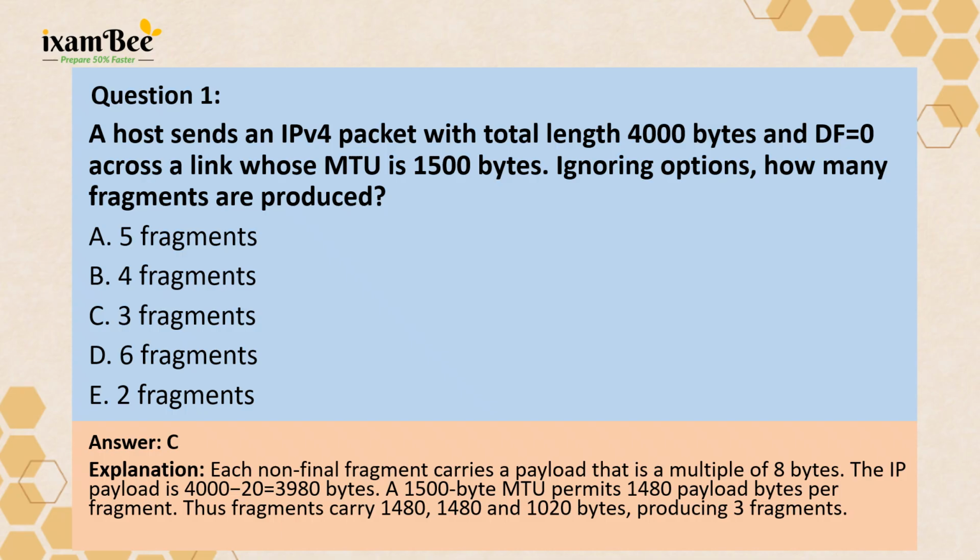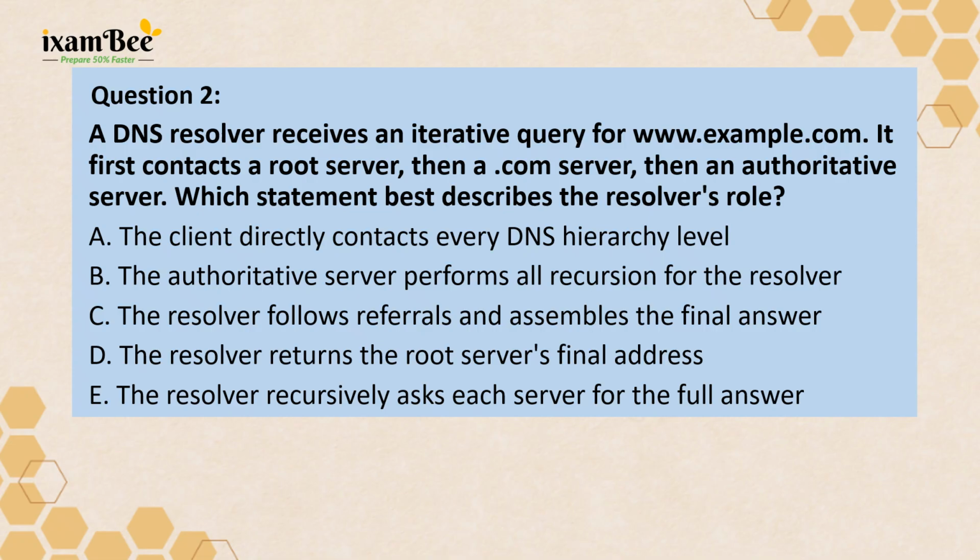Once you subtract the 20 byte header from 1500 and round down to the nearest multiple of 8, you get 1480 usable payload bytes per fragment. So we split 3980 bytes as 1480 plus 1480 plus a remaining 1020. That's 3 fragments in total. Hence, the answer here is C. Now look at the next question.